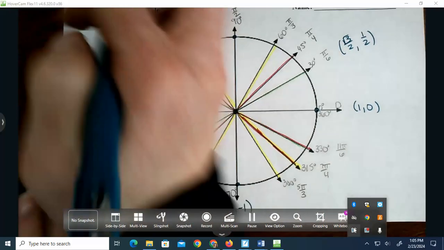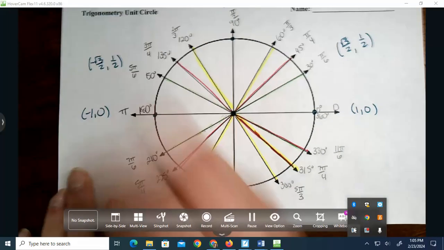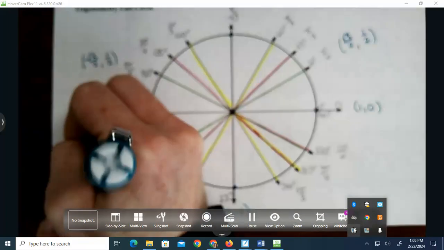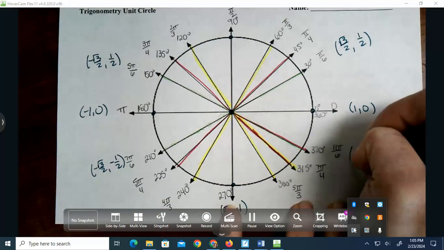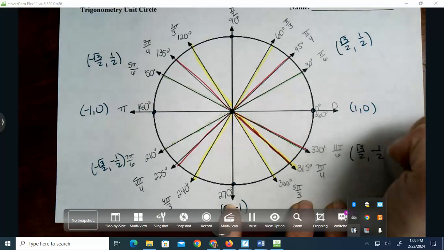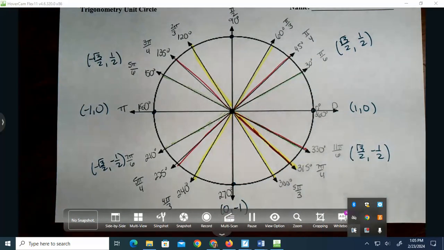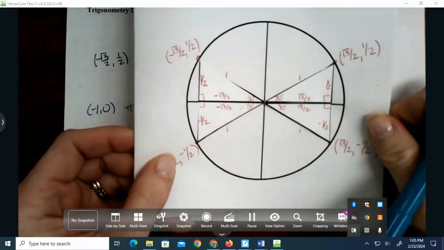So if you're in the second quadrant, your x is negative. Your y is positive. In the third quadrant, both x and y are negative. And in the fourth quadrant, x is positive, but y is negative. Okay, so those are the 4 points from my 30-degree picture.